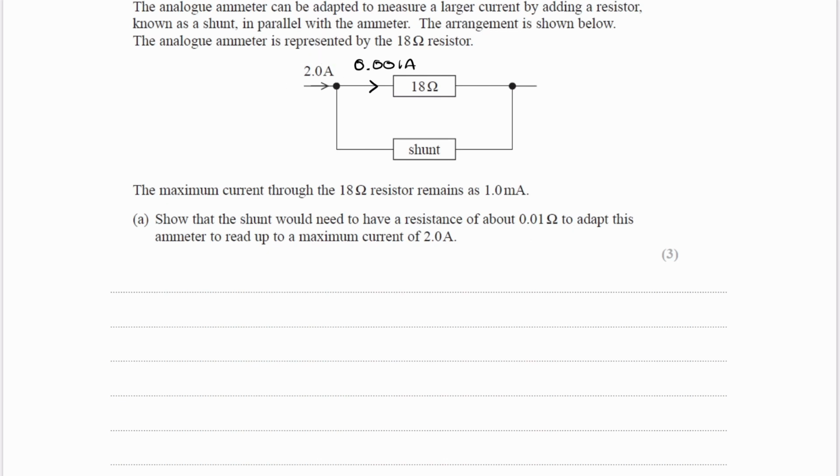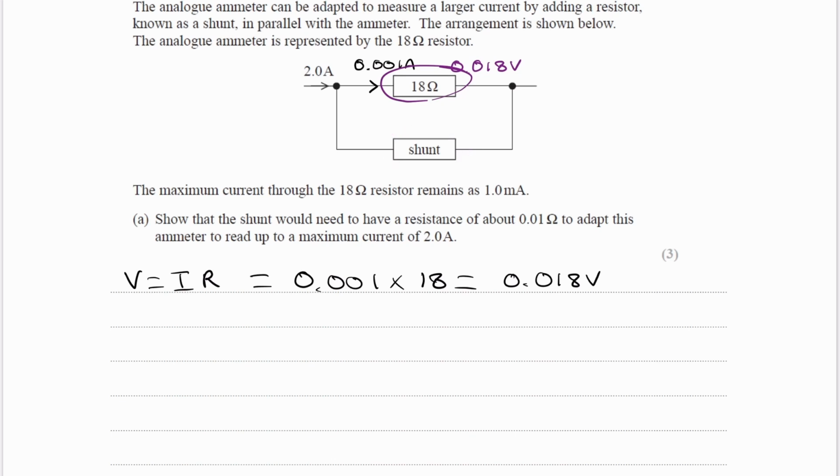So if we want to work out the resistance of the shunt, we can start off by working out the voltage across that component, and we can do that by using the equation V is equal to IR. So we get the current, multiply that by the resistance, and we end up with a voltage of 0.018 volts. So that is the voltage across the resistor, or the ammeter, 0.018 volts. And because this resistor is in parallel with the shunt, they will both get the same voltage. So you'll have 0.018 volts across the shunt as well.